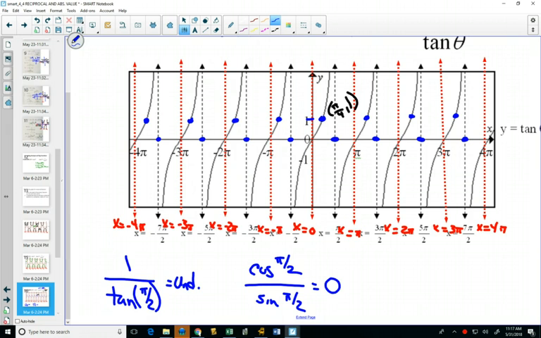Another nice value you know, tan of 3 pi over 4 is negative 1. What does that mean for cotangent? Well, you'll have 3 pi over 4 comma 1 over negative 1. That point won't change. In fact, every point where the y value is negative 1 is going to stay the same.